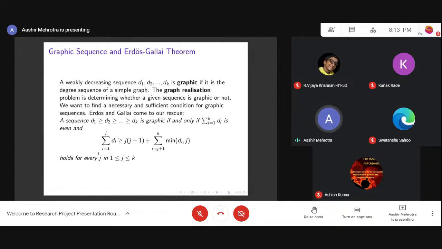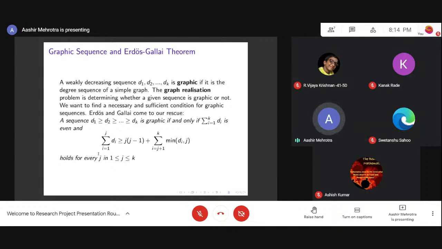There's a theorem proved by Paul Erdős and Gallai: the sequence d_1 up to d_k is graphic if and only if the summation of d_i is even and the summation of d_i is greater than or equal to j times (j minus 1) plus the summation of min(d_i, j) for i going from j plus 1 to k, and this holds for every j between 1 and k. So you will have k inequalities and each inequality should hold. If each inequality holds, then these numbers are the vertex degrees of some graph.